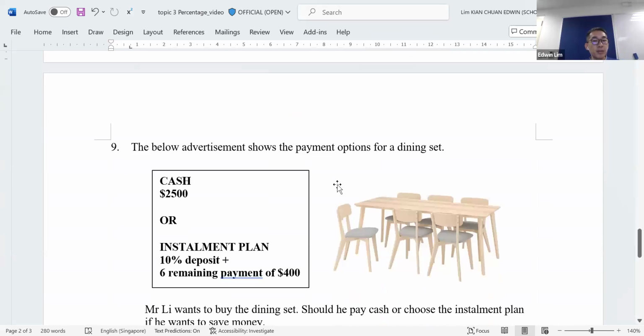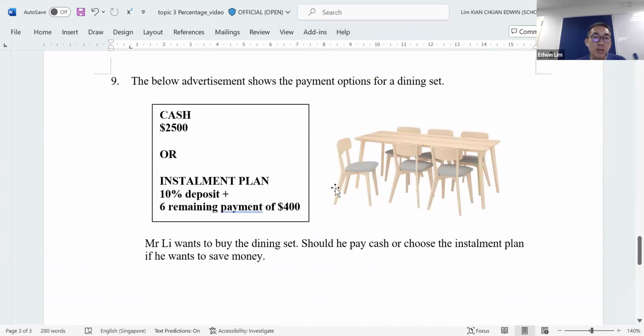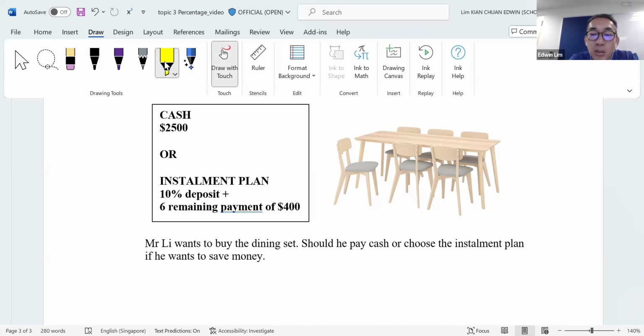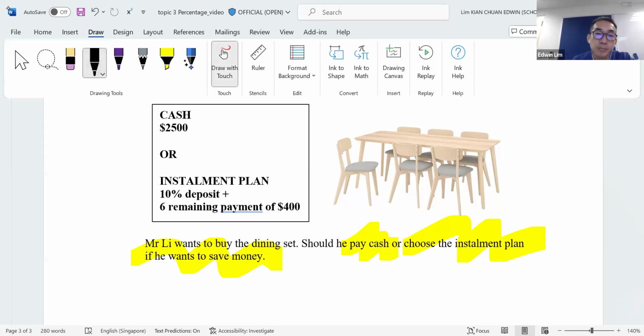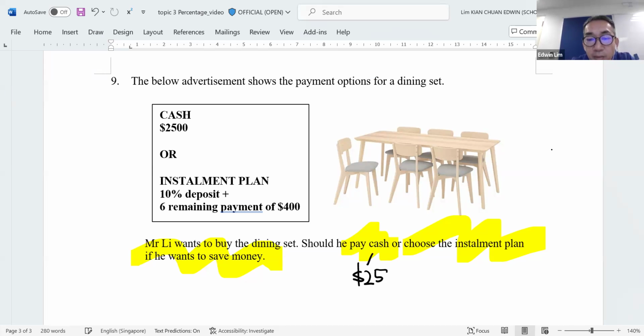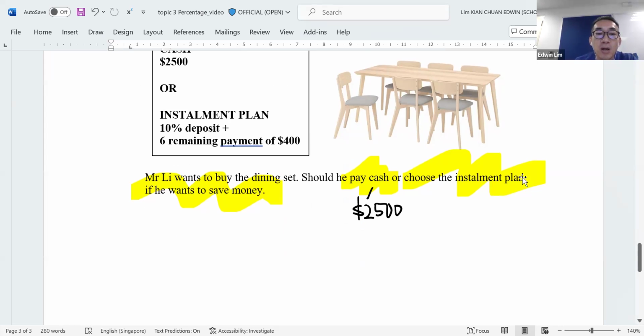Last question. Last question is about making a decision. The below advertisement show the payment option for a dining set. Cash, I will use $2,500. For installment plan, I will need to use 10% deposit plus 6 remaining payment of $400. So Mr. Lee wants to buy the dining set. Should he pay by cash or use the installment plan? So cash is 2,500. So all I have to do is to calculate the installment plan.